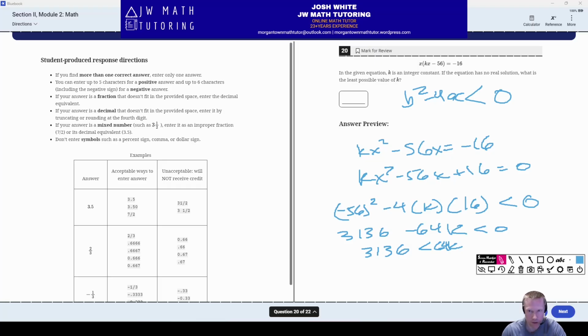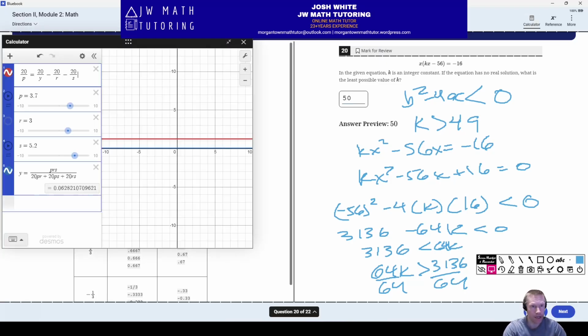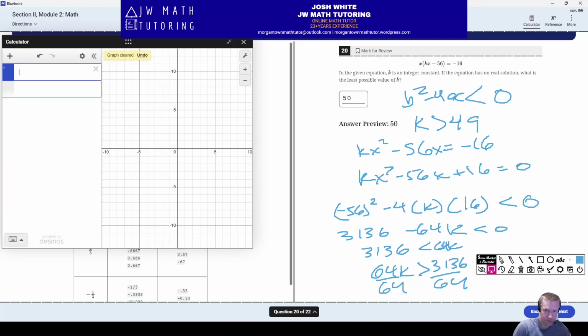Now, if you wanted to, you could flip this so you have the k term on the left. If you do that, you flip the inequality sign as well, and then just divide by 64. So what you get is that k has to be greater than 49. Therefore, the answer to the question is 50. The reason it's 50 is because it tells you k is an integer. So basically the smallest possible value of k such that it is an integer and greater than 49 is just 50.